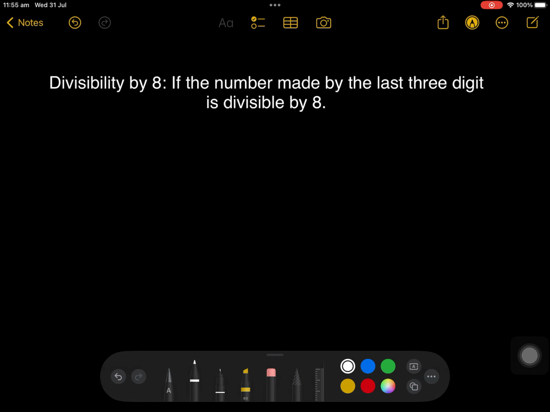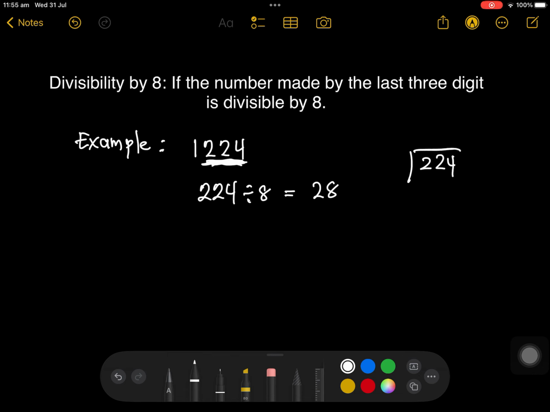Okay, let's move on to divisibility by 8. If the number made by the last three digits is divisible by 8, then the number is divisible by 8. Let's have an example. Let's say we have 1224. So 224 divided by 8 is 28. Let's check. 224 divided by 8.